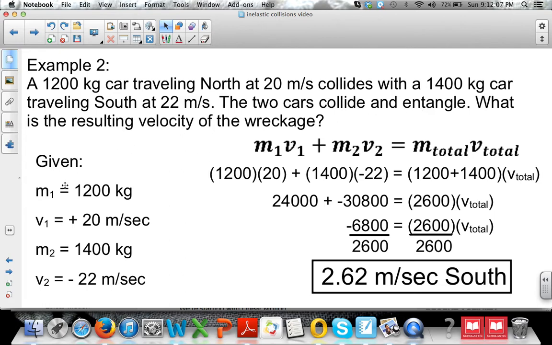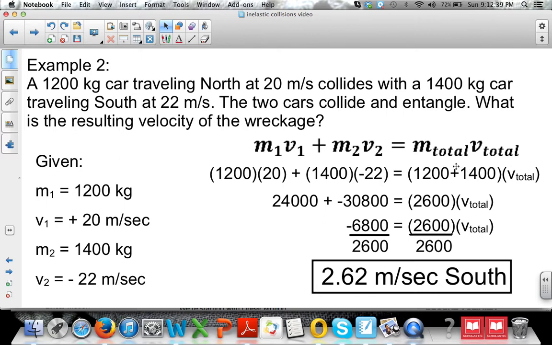So I was given all of my variables on the left. I'm going to call this 1,200 kilogram car object 1. I have the mass, I have the velocity. I called north positive. Then the other car, the one traveling south, is going to be object 2, so it's 1,400 kilograms, and it's traveling south, so it's negative 22 meters per second. Then I plug all this stuff in. So I've plugged in my 1,200 and my 20. I made sure to make my 22 negative.